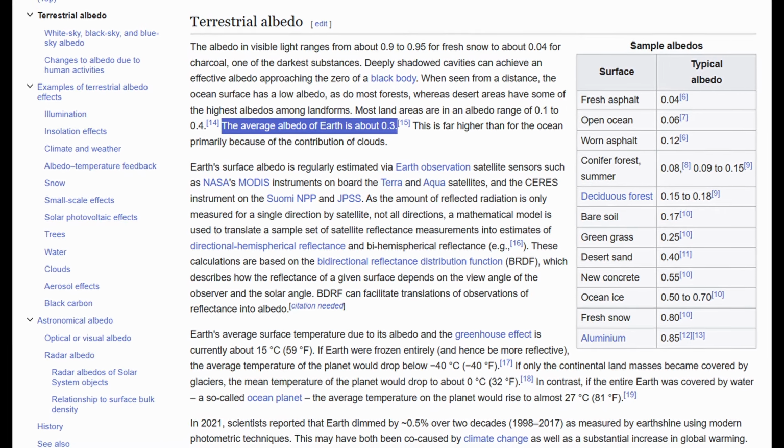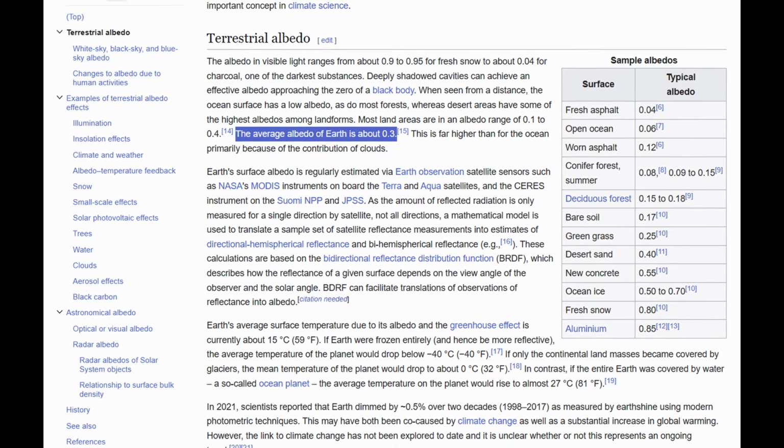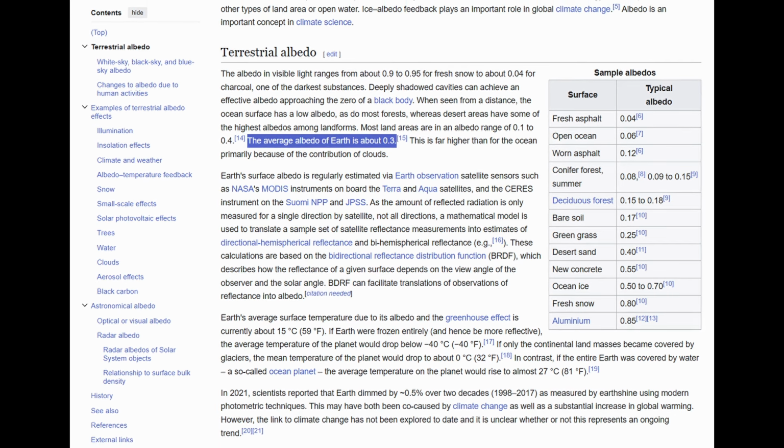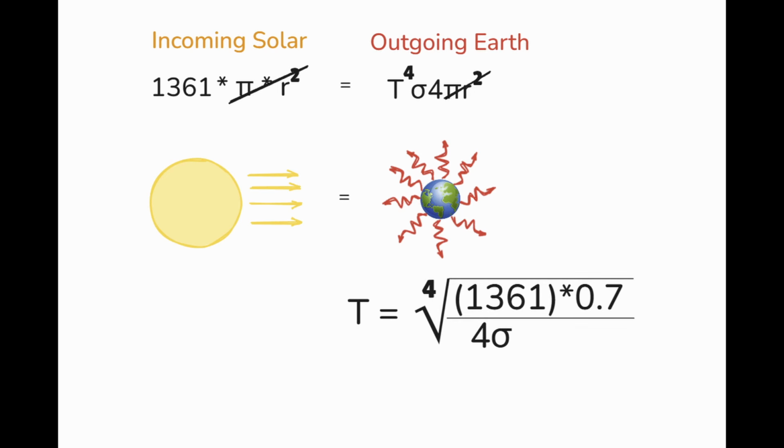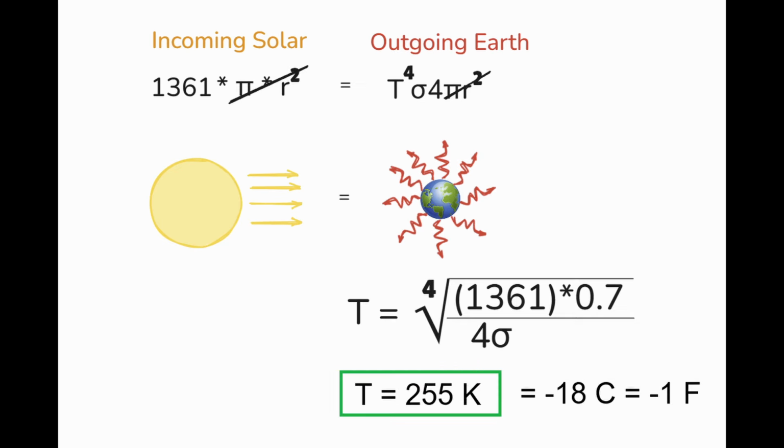This reflectiveness is called its albedo. Every planet has one. And for the Earth, we know that value to be around 0.3. So 30% of all of the watts that we receive from the sun are getting bounced back and don't factor into the total energy balance of the planet. So great. We just multiply the solar constant by what we actually do absorb, which is 0.7. And then we get the real answer. 255 Kelvin, or negative 18 C, or negative 1 degree Fahrenheit. Done. Except that sounds kind of cold, doesn't it?